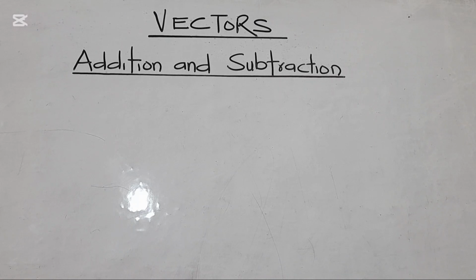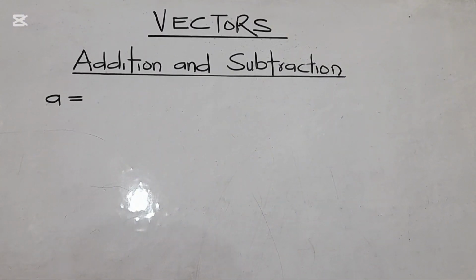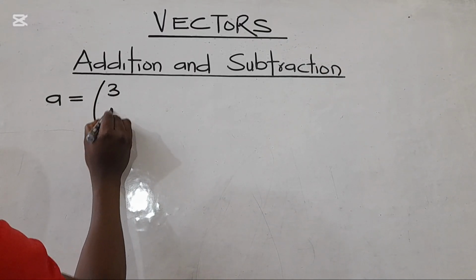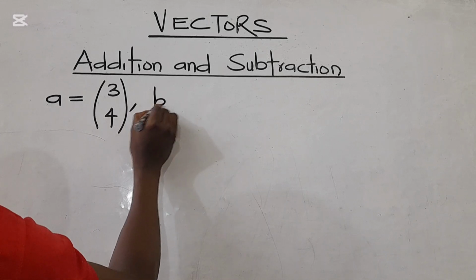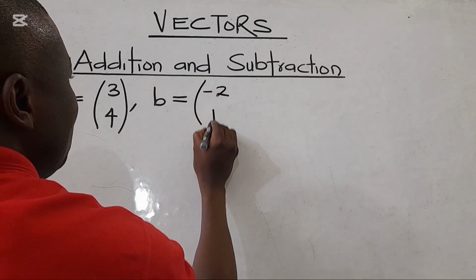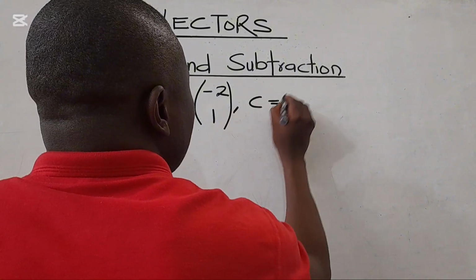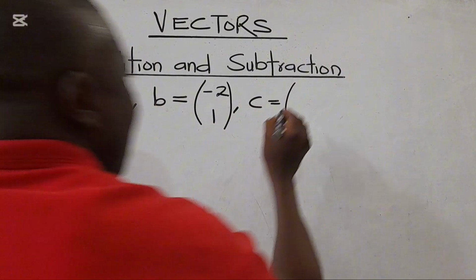Now we're going to addition and subtraction of vectors. Let's write down some vectors. Say A is a vector. We're going to put down the column vector 3, 4. B is another vector, -2 and 1. C is also another vector, -4 and -3.